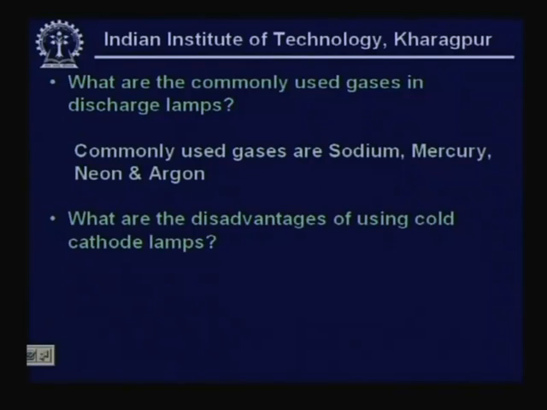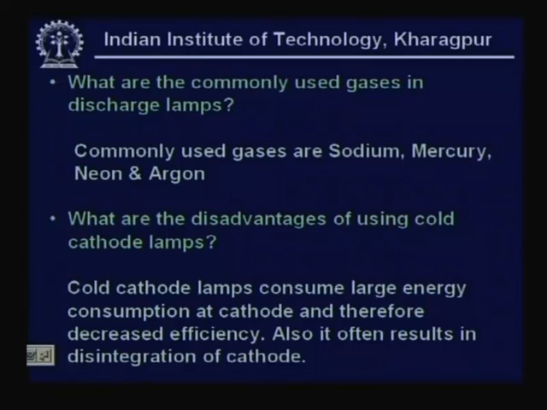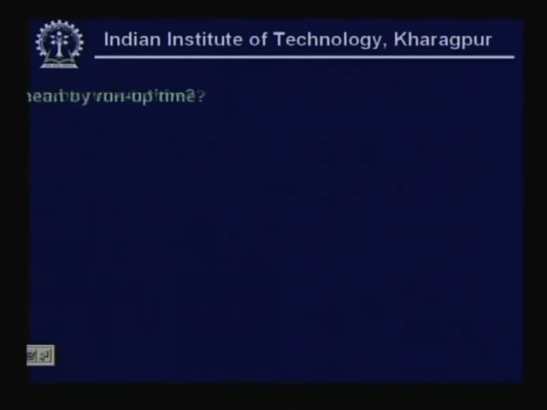What are the disadvantages of using cold cathode lamps? Cold cathodes, what are cold cathodes? Cold cathodes are those which employ field assisted emission, and cold cathode lamps consume a lot of energy and there is a large voltage drop, that is the consumption of the cathode, therefore decreased. It also leads to what we call disintegration of the cathode.